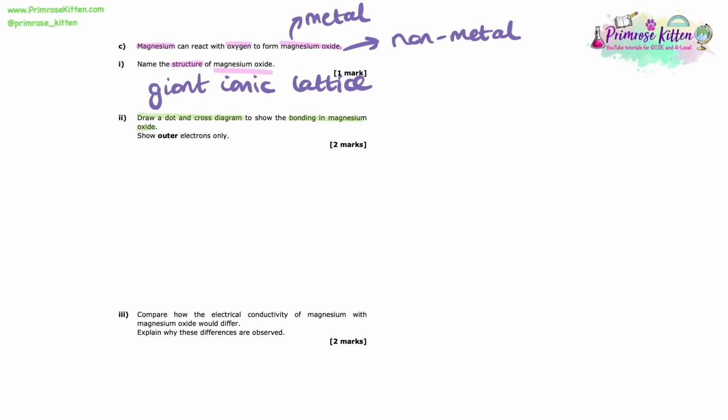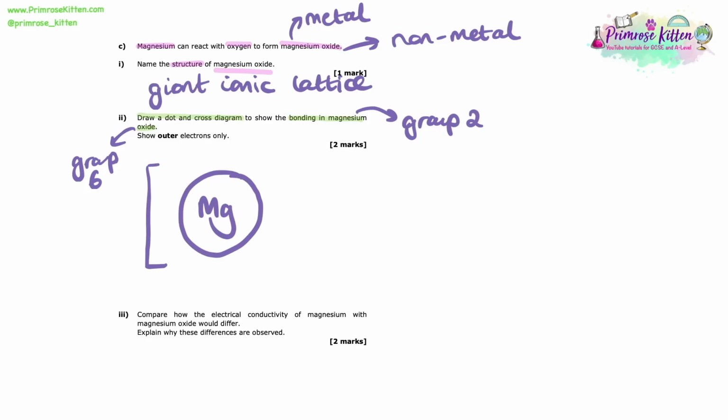So now we're asked to draw a dot and cross diagram to show the bonding in magnesium oxide. And we need to show the outer electrons only. Well, we should know that generally magnesium has 2 electrons in its outer shell because it's group 2. Whereas oxygen is in group 6 and therefore it has 6 electrons in its outer shell. Now these are going to pair perfectly together because the 2 electrons that magnesium has in its outer shell can be donated, given up, to the group 6 oxygen.